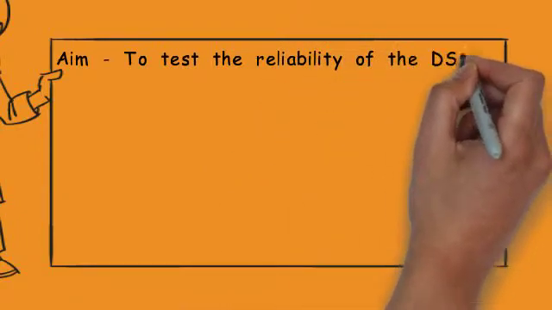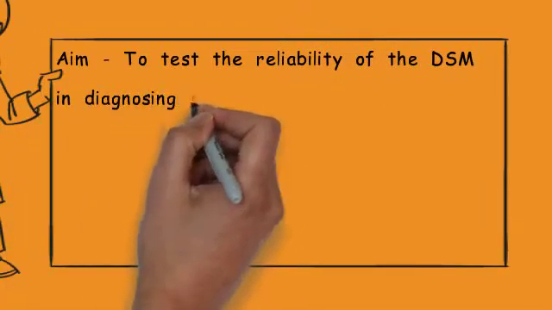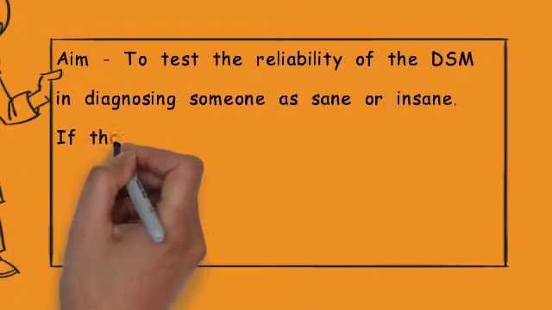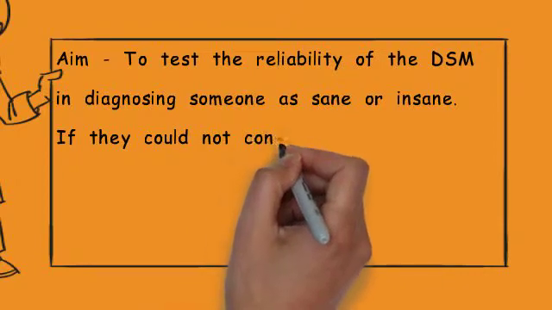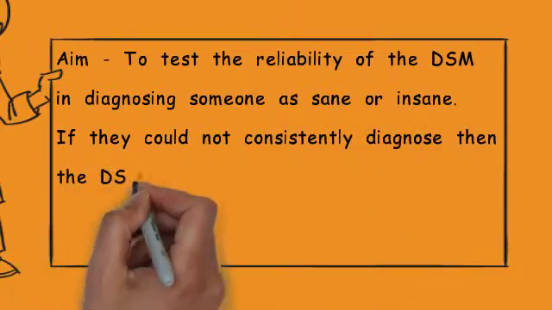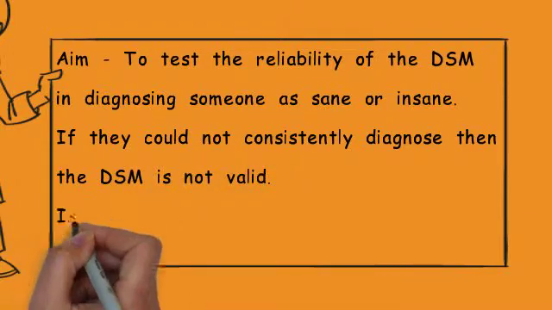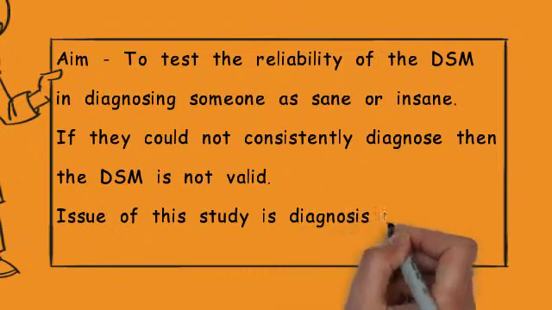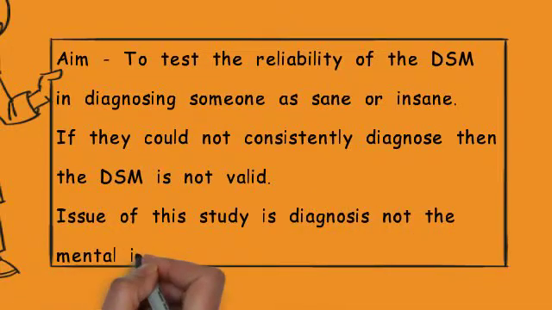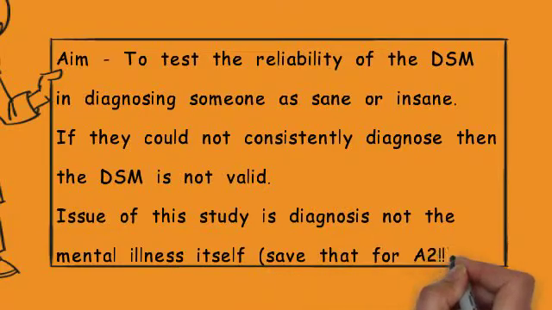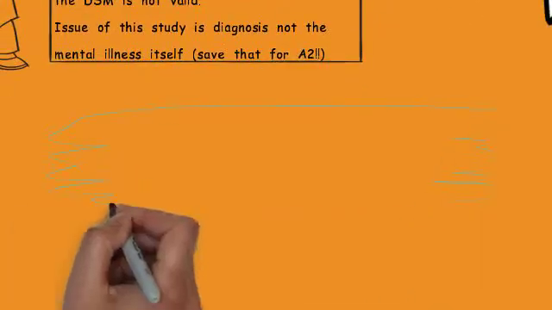So it's less about diagnosing somebody with schizophrenia, and more about the tool that's used to diagnose someone as sane or insane, in this case with schizophrenia. So it's looking for consistency of diagnosis when using the DSM. And by testing the reliability, really you're testing the validity as well. Is it fit for purpose? So the issue of the study is not the diagnosis of mental illness itself, not schizophrenia, but the DSM, the tool that's being used.